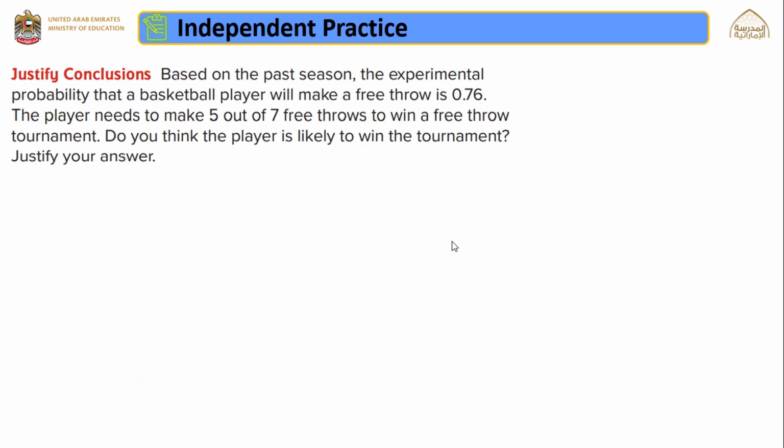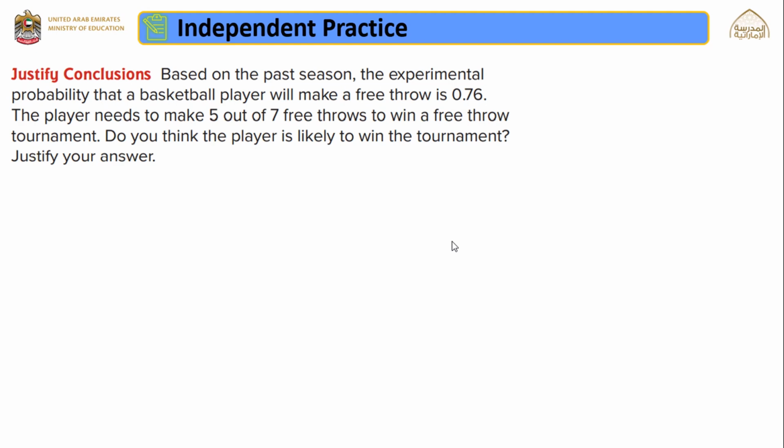Justify conclusions. Based on the past session, the experimental probability that a basketball player will make a free throw is 0.76. The player needs to make 5 out of 7 free throws to win a free throw tournament. Do you think the player is likely to win the tournament?